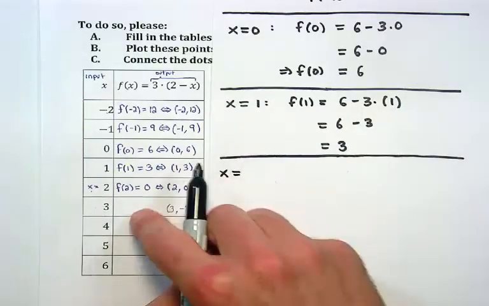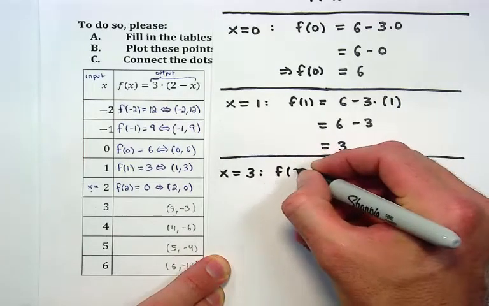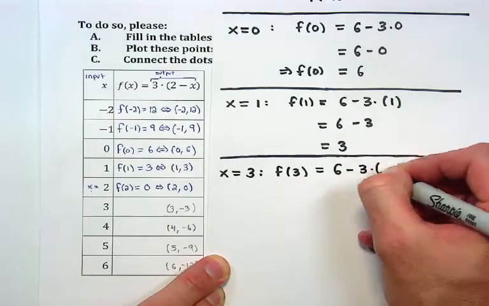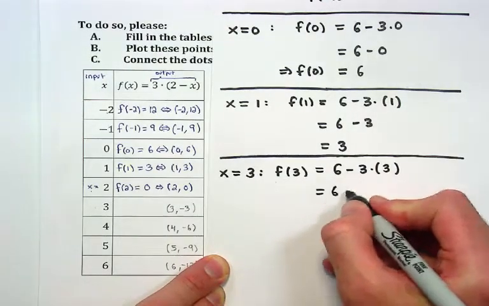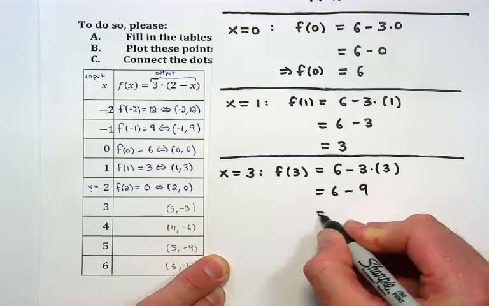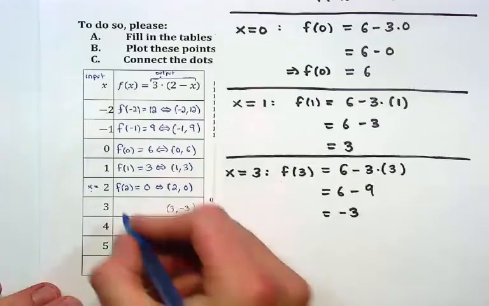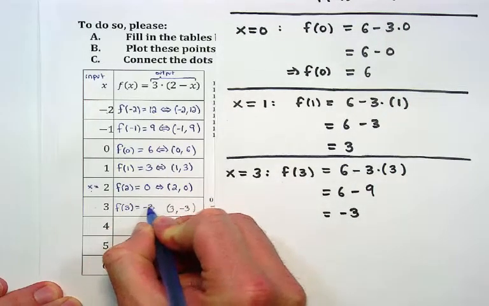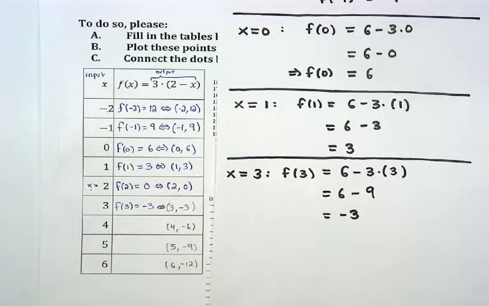Let's move down to the next uncompleted row in our table. f of 3 is equal to 6 minus 3x. Everywhere I see an x, I'm going to substitute in the value of 3. We know that 3 times 3 is 9. 6 minus 9 is indeed -3. And we fill out our table, f of 3 equals -3. Lo and behold, the guess that we made was too legit to quit.